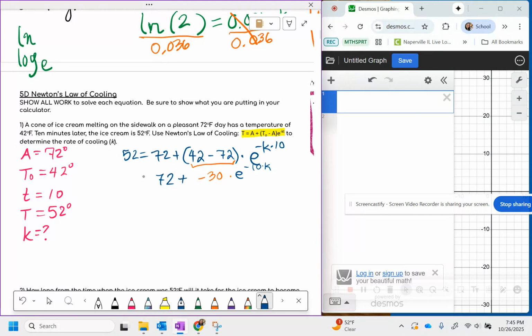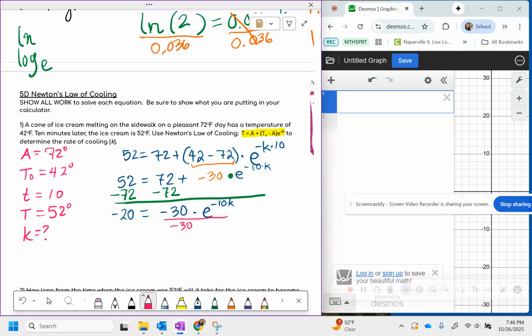And then I want to subtract the 72. That's a piece that often people try to add those two together, but 72 and negative 30, I'm not going to add because the negative 30 is being multiplied. So I need to just undo the 72 being added. So then I will have negative 20 equals negative 30 times e to the negative 10k. And then I'm going to divide both sides by negative 30. So that's good, I will get a positive number. It's going to be a decimal that I don't like, so I'm just going to leave it as 2/3. I can see that it would reduce to 2/3.